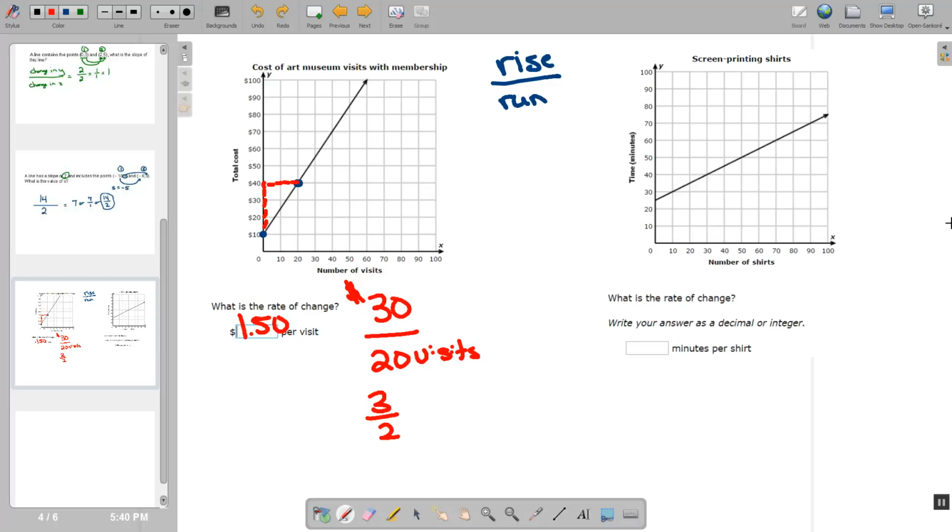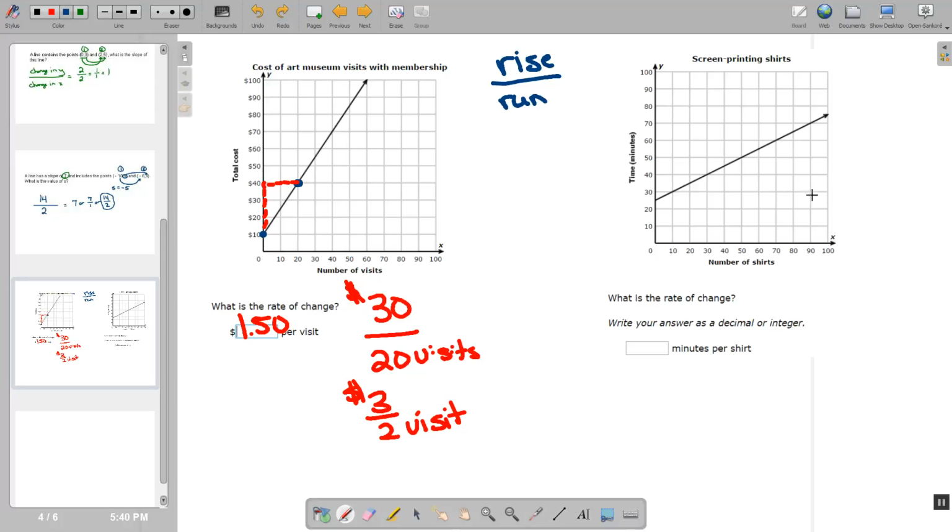$1.50 per visit. Now, if you remember from the beginning of this video, I said to be careful with your labels, because you can always think about which would make sense. Would it make more sense to say dollars per visit, or visits per dollar? I'm hoping you know dollars per visit makes a lot more sense than visits per dollar if we were actually trying to figure out what that was. So when we're counting up our change in our y value, we're doing dollars divided by our visits. So let's look at the problem here on the right.